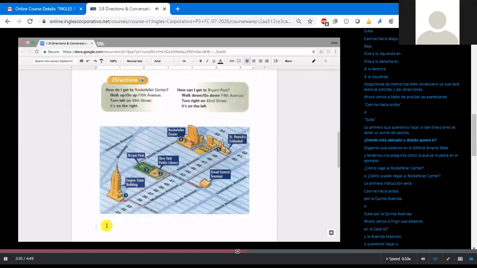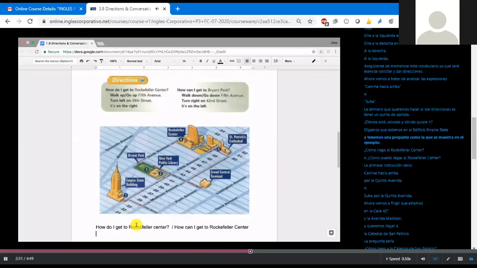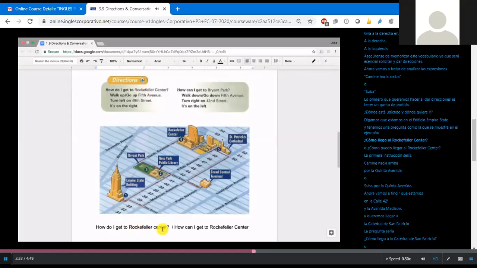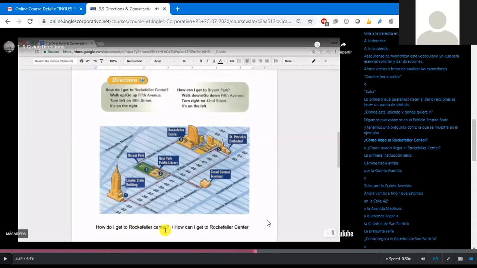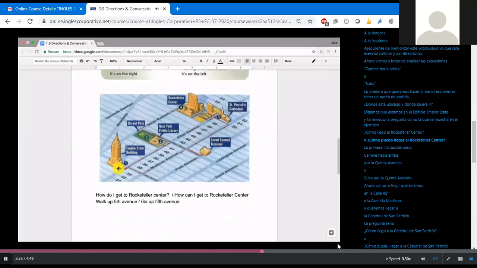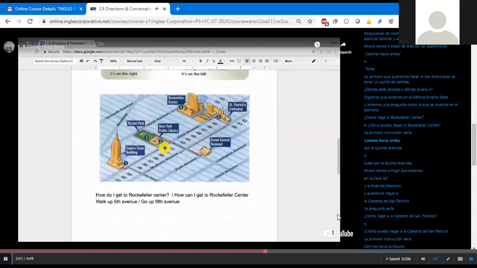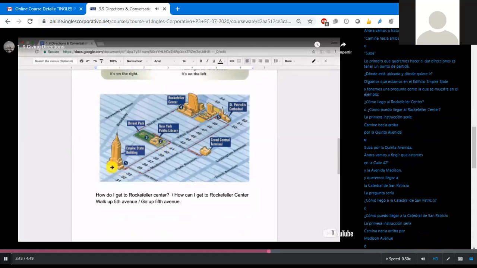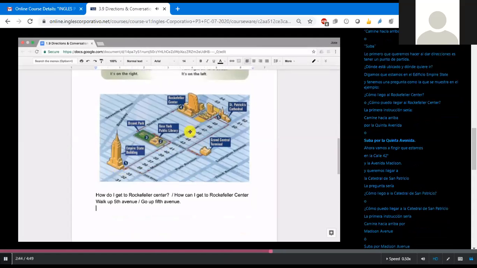Like the example shows, how do I get to Rockefeller Center? Estas? This is it, teacher. Okay. Or how can I get to Rockefeller Center? The first instruction would be walk up Fifth Avenue or go up Fifth Avenue.